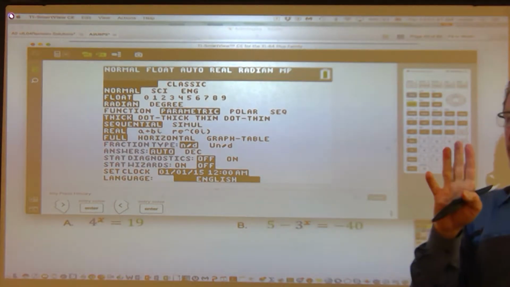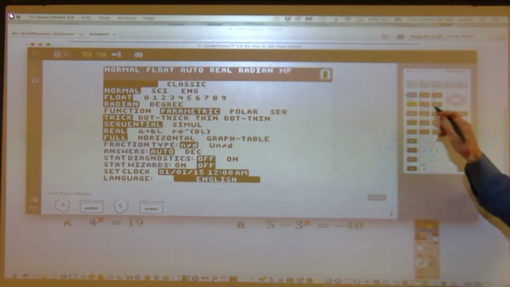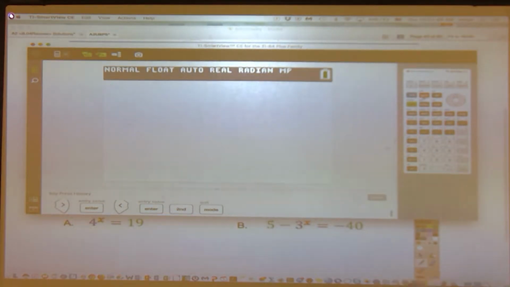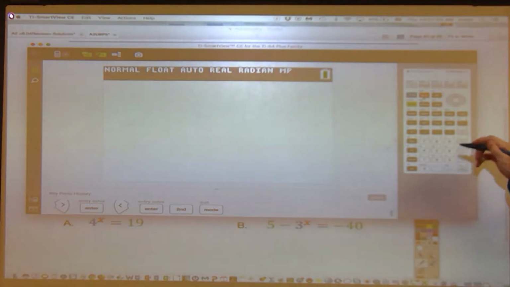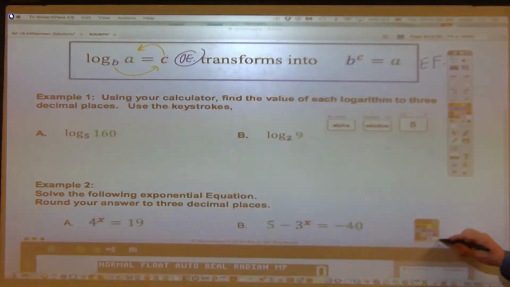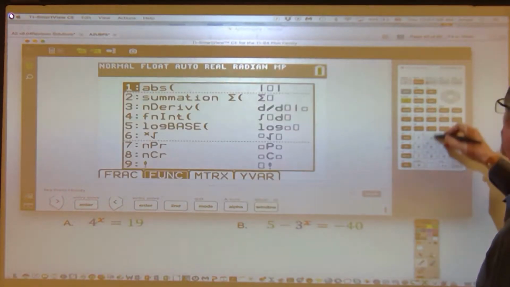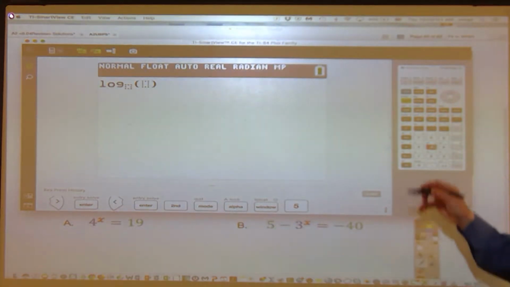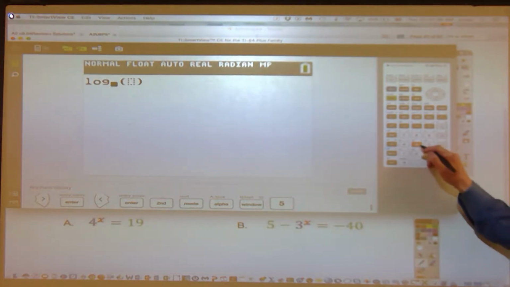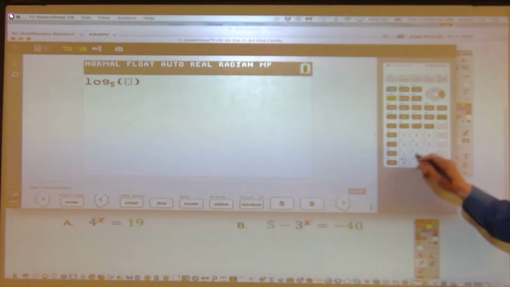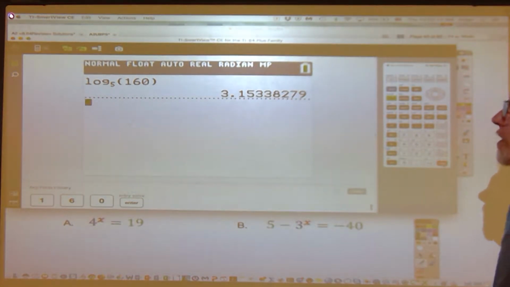Will it affect time? I want to show you what happens when you put it into math print. So I'd like all of you to put it into math print, but you certainly don't need to for the test. Let's go to math print and use this sequence of keystrokes: alpha window 5. Notice that sets up the calculator to take log base 5 of 160. Log base 5 of 160 rounded to 3 decimal places is 3.1538.